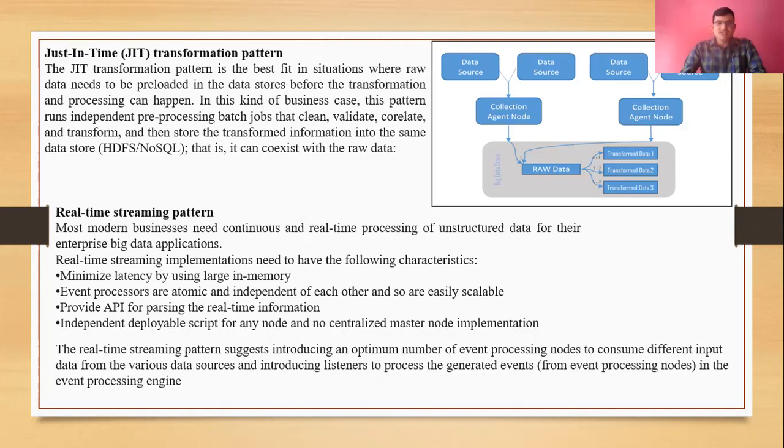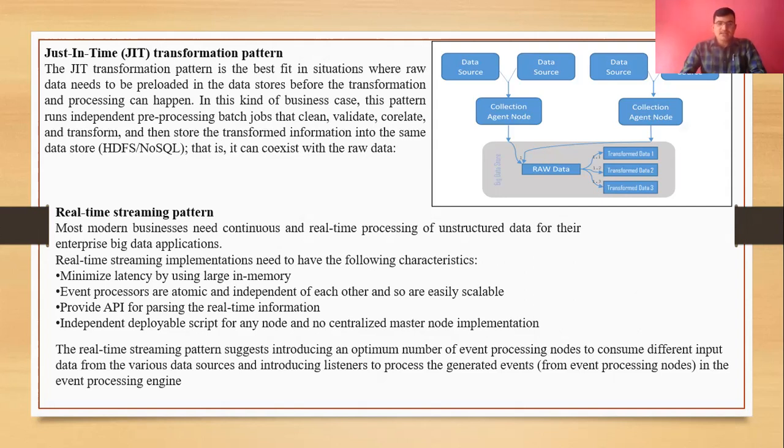Real-time streaming implementations need to have the following characteristics: minimize latency by using large in-memory. Event processors are atomic and independent of each other, and so are easily scalable. Provide an API, application program interface, for parsing the real-time information. Independent development script for any node, and no centralized master node implementation. These are the implementation of real-time pattern streams.